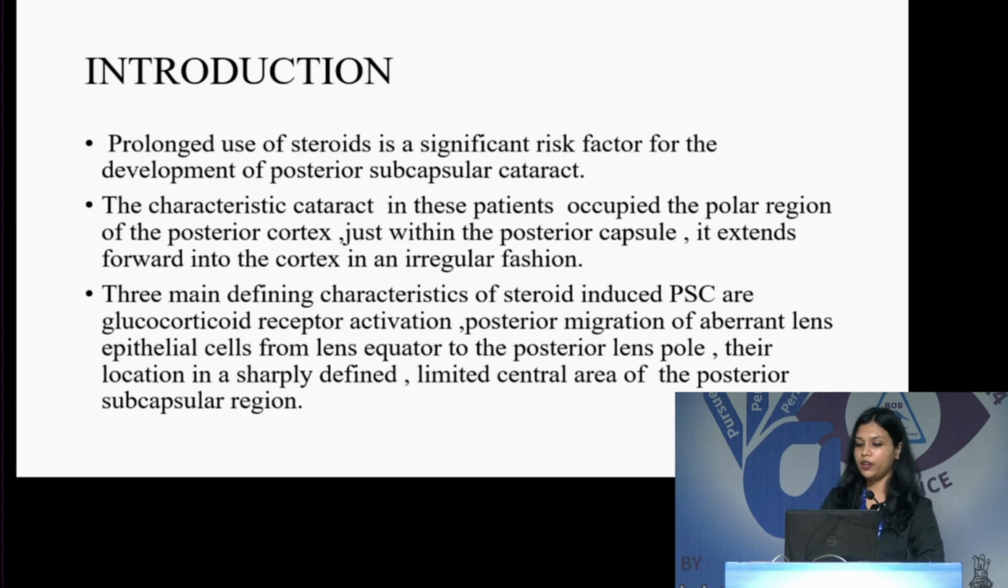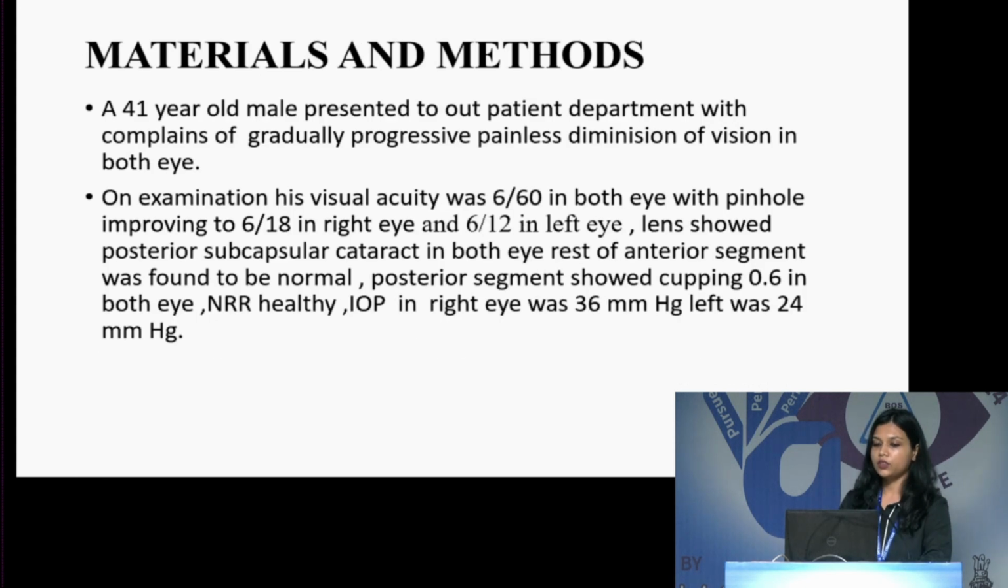The three main defining characteristics of this cataract are glucocorticoid receptor activation, posterior migration of aberrant lens epithelial cells from the lens equator to the posterior lens pole, and their location in a sharply defined limited central area of the posterior subcapsular region. Here is a case of a 41-year-old male who presented to the OPD with a complaint of gradually progressive painless diminution of vision in both the eyes.